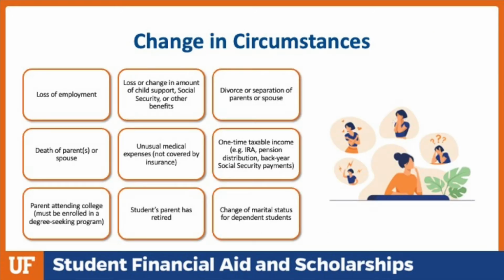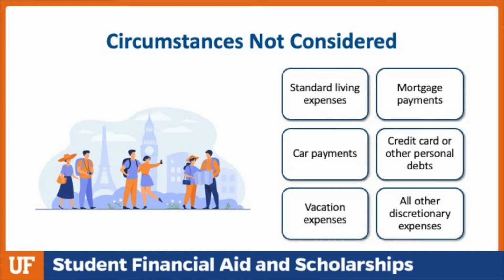The various types of circumstances that our office can consider include loss of employment, death of a parent or a spouse, divorce or separation, change in marital status, and so on. If your circumstances don't fall within one of these categories, feel free to contact our UF One-Stop office to see if a revision petition is the right option for you based on your unique situation. Some examples of circumstances that we cannot consider include standard living expenses, mortgage payments, credit card, car payments, vacation expenses, and all other discretionary expenses.